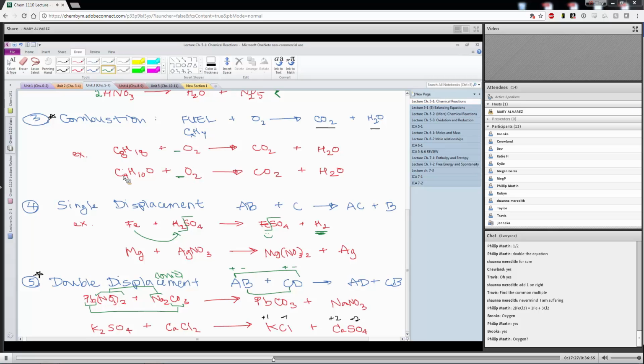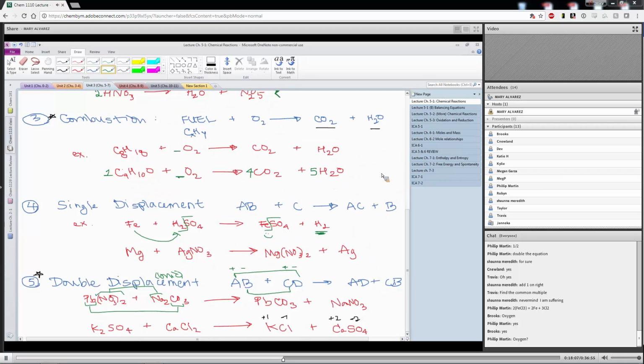So C4H10O, we have 4 carbon atoms on the left. So putting a 4 in front of that CO2 will give me 4 carbon atoms on the right. Balancing our hydrogens, I appear to have 10 hydrogen atoms on the left. So since these come in pairs, I'm going to need 5 water molecules on the right to give me a total of 10 hydrogen atoms. Everybody agree with my assessment of the carbon and hydrogen balancing? If there's nothing listed, it's a 1. I'll put the 1 there, but you don't need it.